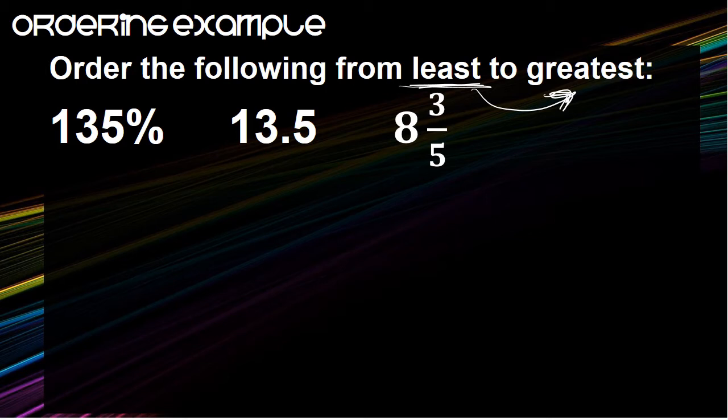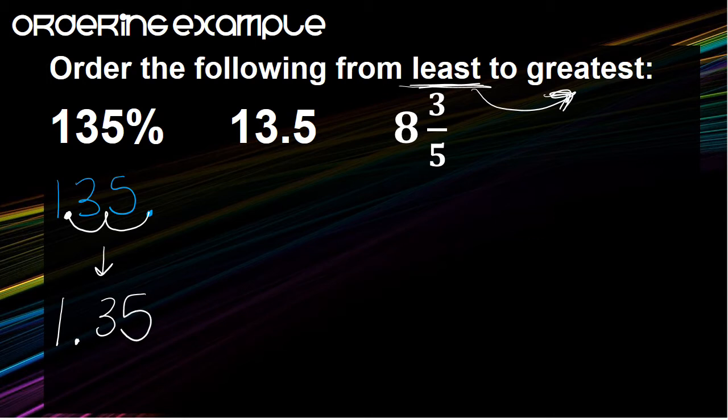And so 135% as a decimal, what I do is I add my decimal point at the end, and I'm going to move it 2 place values to the left, write my new decimal point, and so 135% as a decimal is 1 and 35/100ths. The good news is 13 and 5/10 is already a decimal, so I'm just going to rewrite that one.